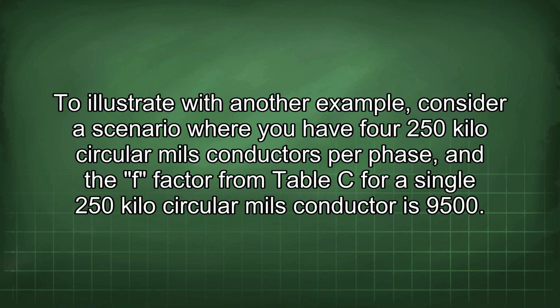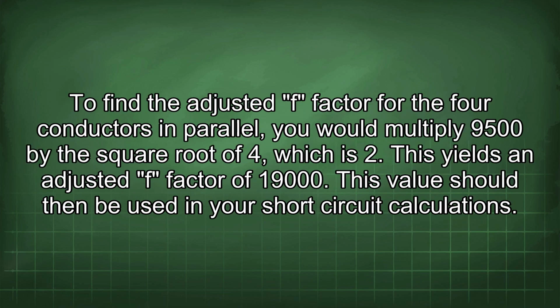To illustrate with another example, consider a scenario where you have four 250 kilo circular mills conductors per phase, and the F factor from Table C for a single 250 kilo circular mills conductor is 9,500. To find the adjusted F factor for the four conductors in parallel, you would multiply 9,500 by the square root of 4, which is 2. This yields an adjusted F factor of 19,000. This value should then be used in your short circuit calculations.